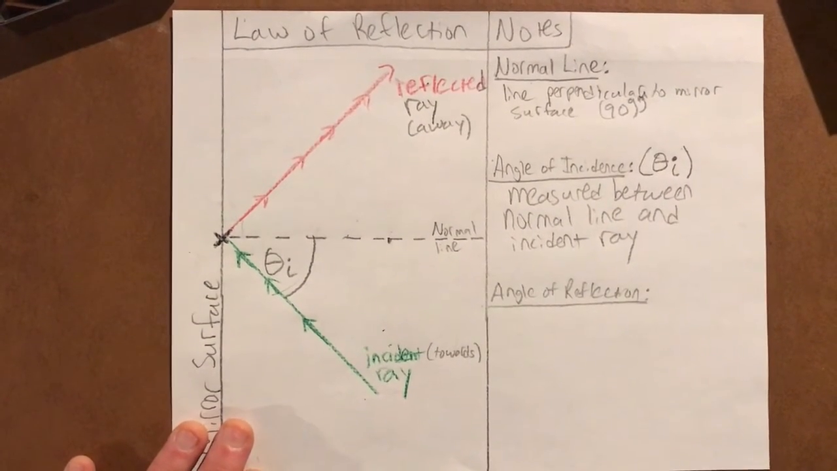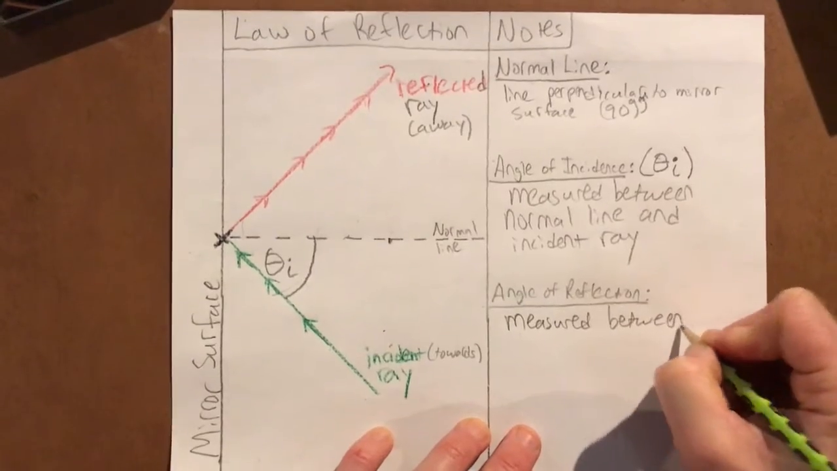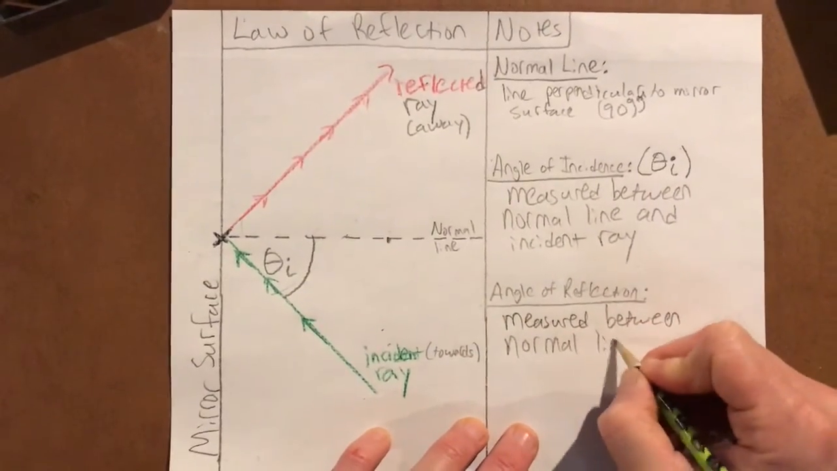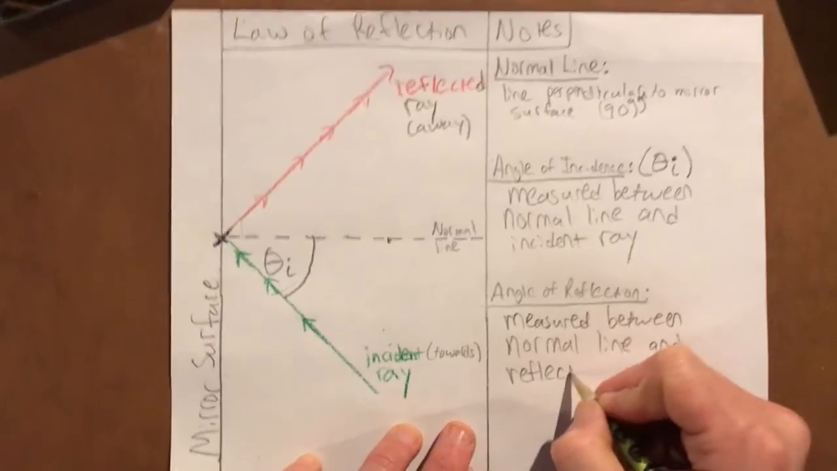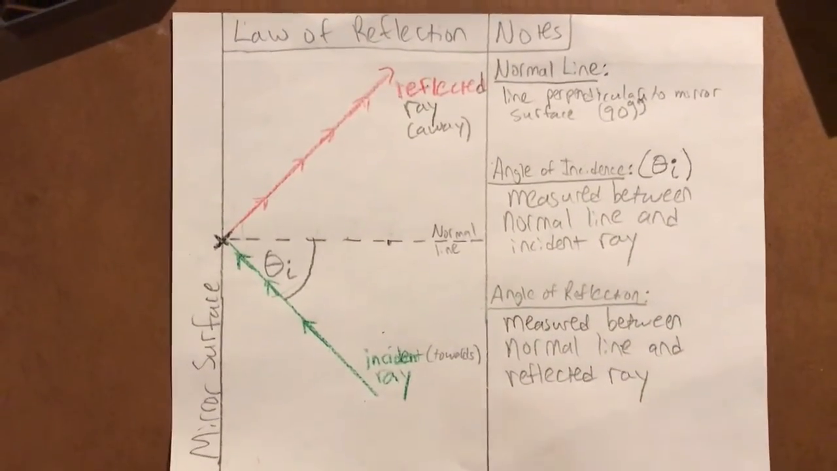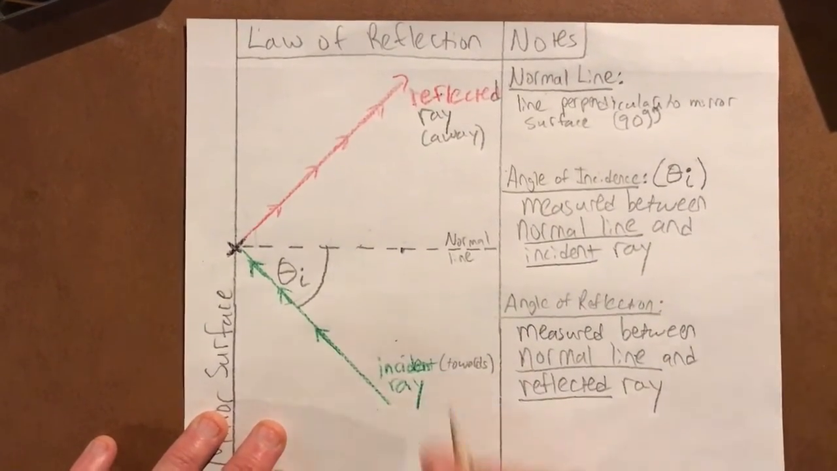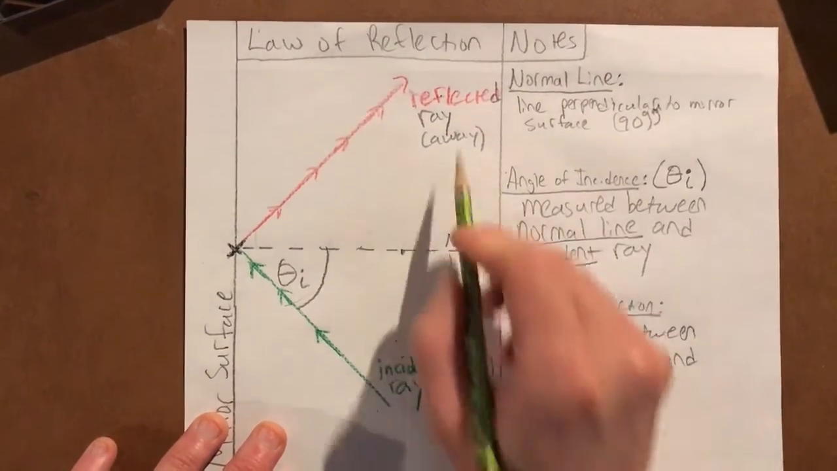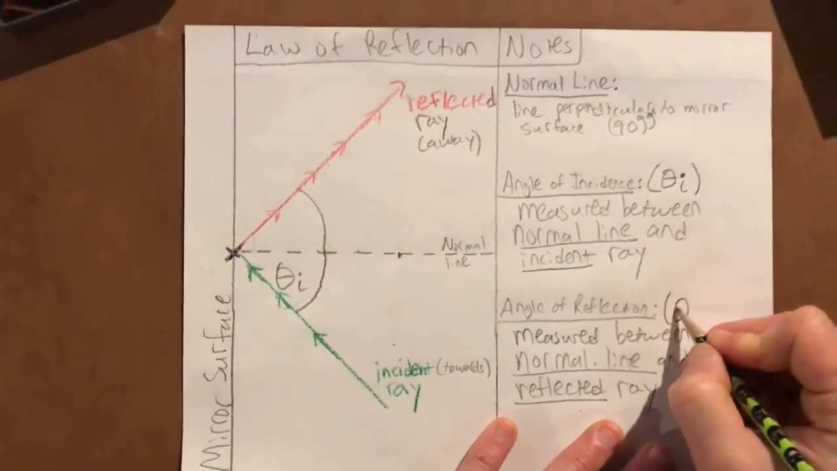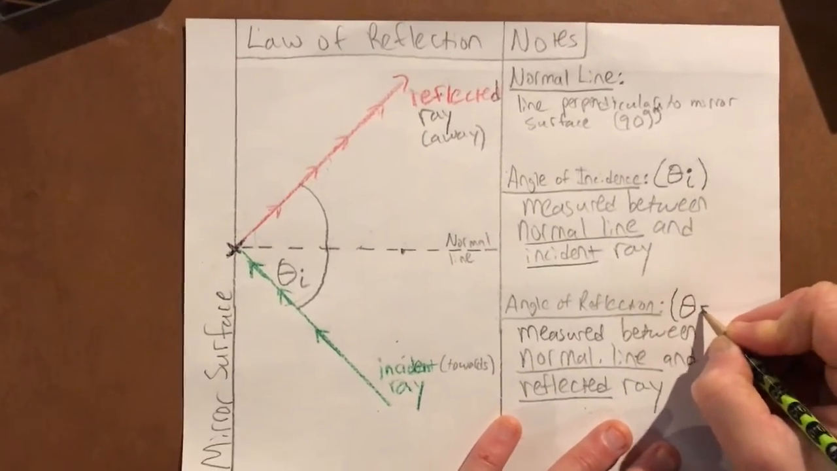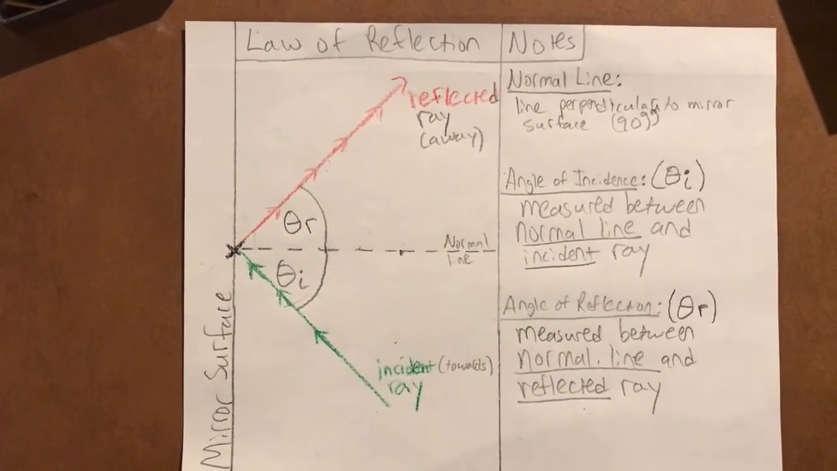Now the angle of reflection is measured very similarly. It's measured between the normal line again. That's why we drew that normal line to start with. And the reflected ray. So incident ray, reflected ray, normal line, okay? So this is between normal line and reflected, so that angle is right there. And that angle is, again, represented by the letter theta, but this time we call it theta R for reflected. Right there is theta R, angle of reflection.